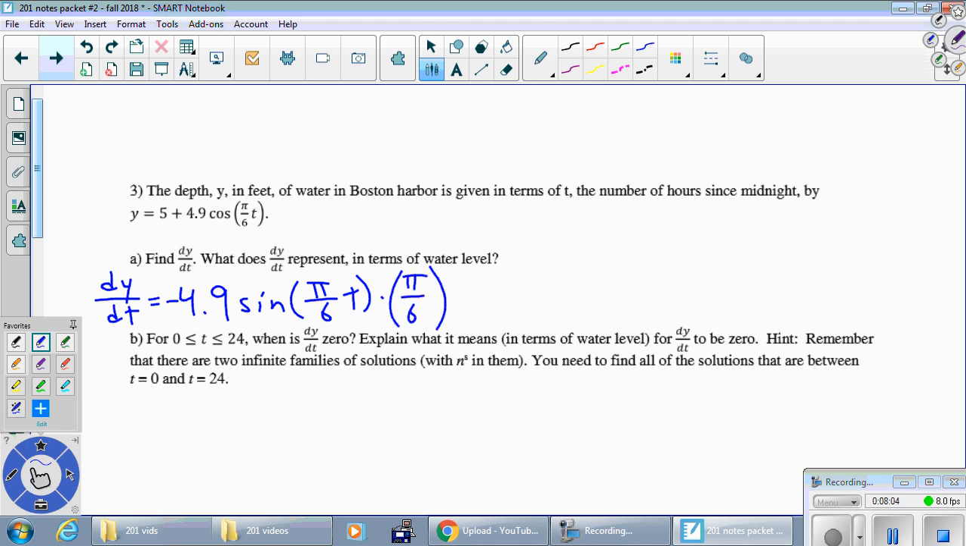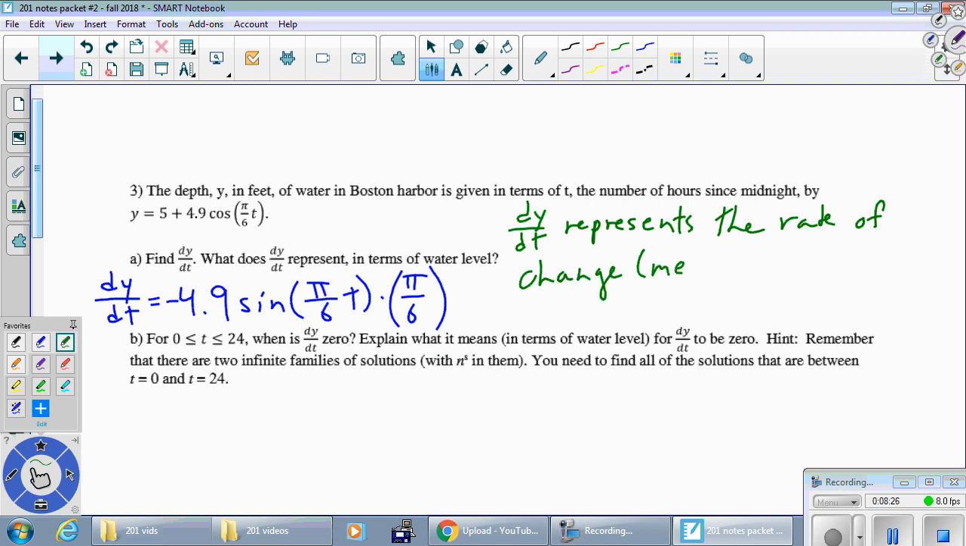Okay, so there's my derivative, and it says, what does this thing represent in terms of water level? So let's write a sentence. dy dt represents the rate of change.